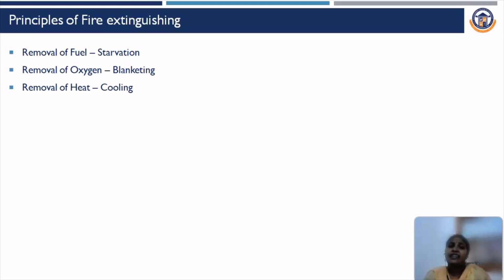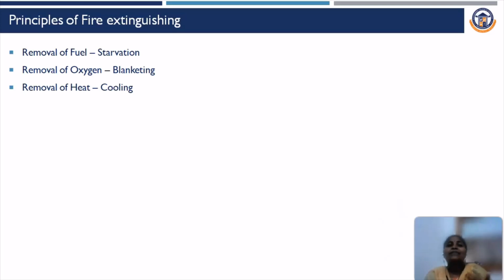Already we have seen in the earlier slides that fire needs 3 vital elements: fuel, heat and oxygen. These 3 components make the fire occur. So in order to put off or extinguish the fire, we have to remove any one component. Either we remove fuel, oxygen or heat. This is what the firefighting crew, fire tender or every fire extinguisher does when fighting fire. Removal of fuel is termed starvation. Removal of oxygen is termed blanketing, and removal of heat is termed cooling.